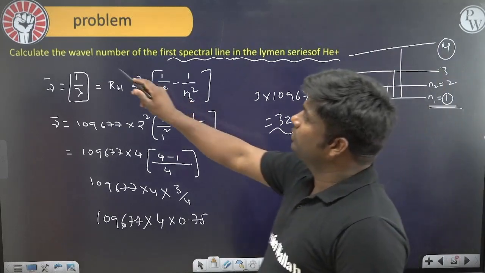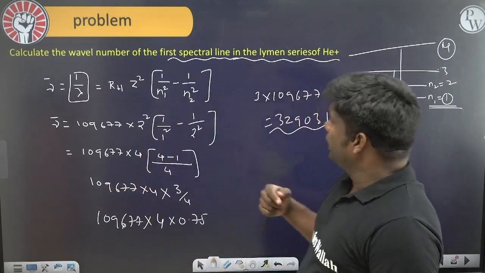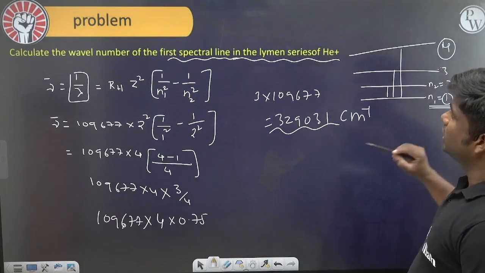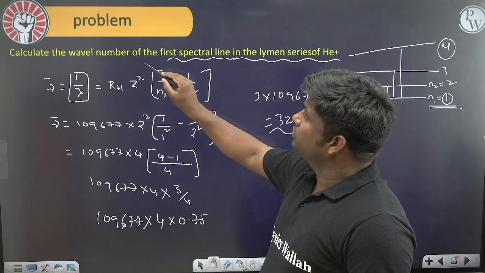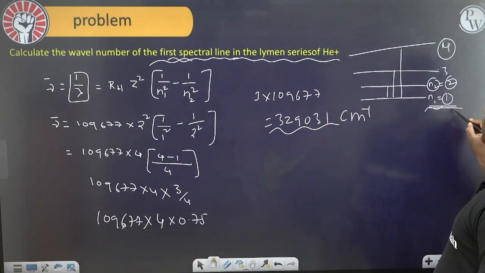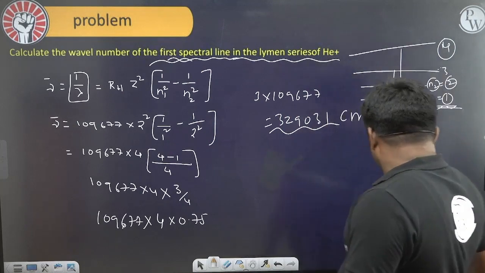The wave number is in centimeter inverse. It is coming from what shell to what shell? For this first spectral line, N2 is equal to 2 and N1 is equal to 1. Next question.